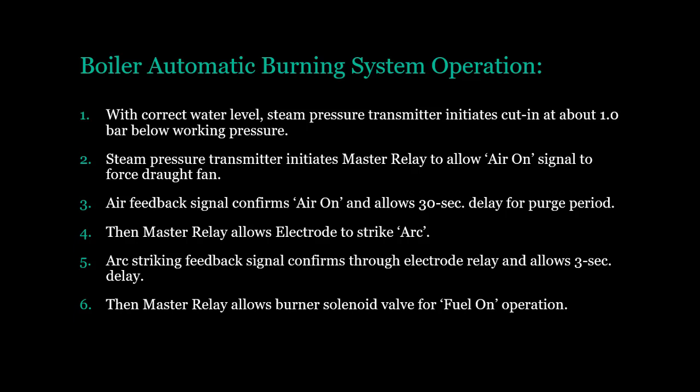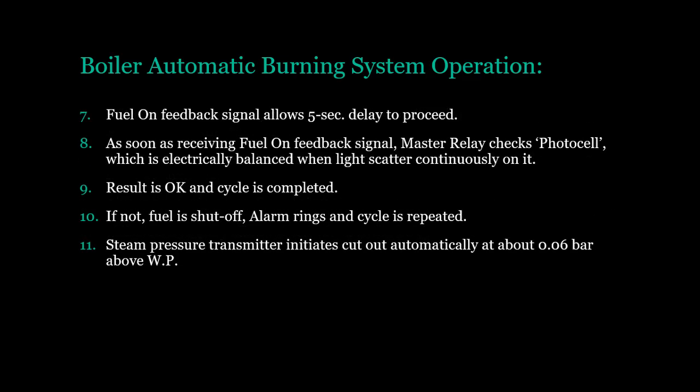Then master relay allows burner solenoid valve for fuel on operation. Fuel on feedback signal allows 5 seconds delay to proceed. As soon as receiving fuel on feedback signal, master relay checks photocell, which is electrically balanced when light scatters continuously on it. Result is OK and cycle is completed. If not, fuel is shut off, alarm rings and cycle is repeated.